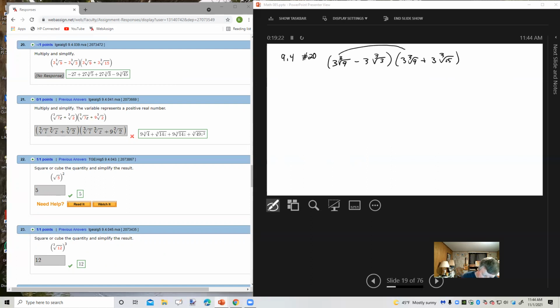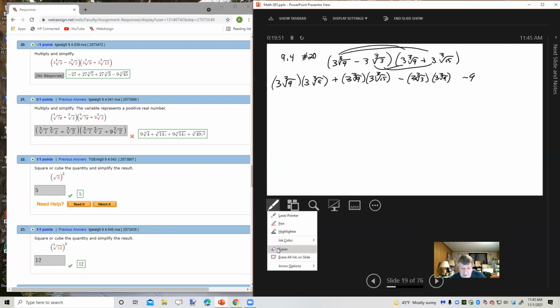We've got 3 cube roots of 9 times 3 cube roots of 9 plus 3 cube roots of 9 times 3 cube roots of 15 minus 3 cube roots of 3 times 3 cube roots of 9 minus 9. Hang on. I shouldn't multiply that together first. Come back to do that. Okay.